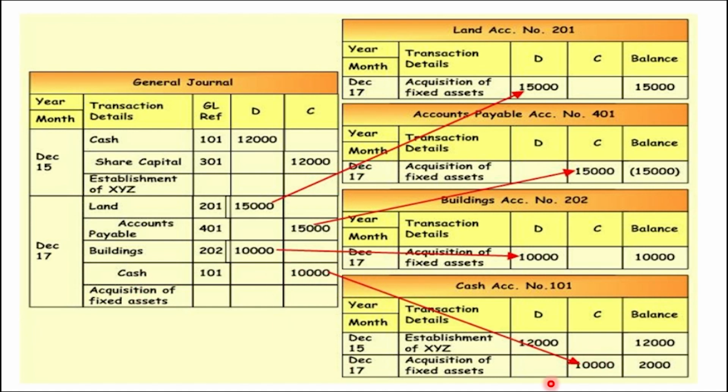Now if I look at the cash account, first I had a debit balance of 12,000, then I had a credit of 10,000. So my balance becomes 12,000.